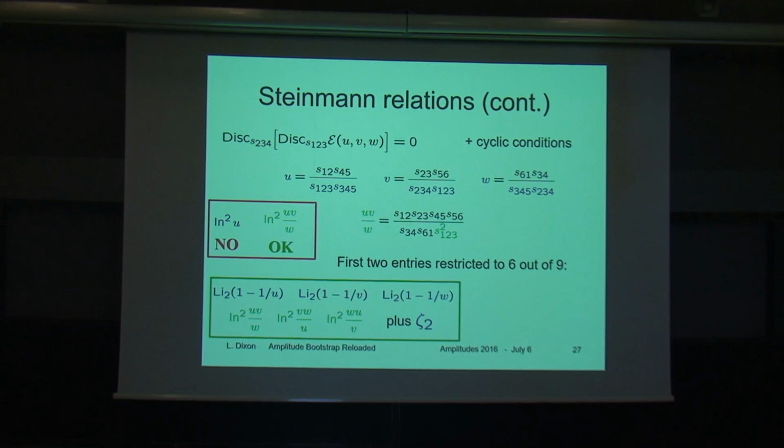The upshot is that before imposing this condition, when we looked at integrability, we found that there were 9 hexagon functions, but there are only 6 Steinmann hexagon functions. These Li2s of 1 minus 1 over U, if you look at them at infinity, you'll see that they go to constants and don't have any double discontinuities. And then these guys are okay. And then there's also this constant here, zeta of 2, which in principle we could add to this basis. So basically we've lost just 3 functions.